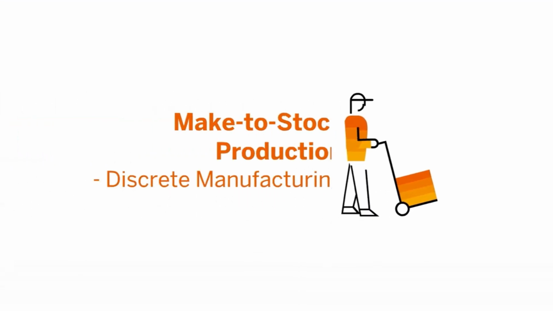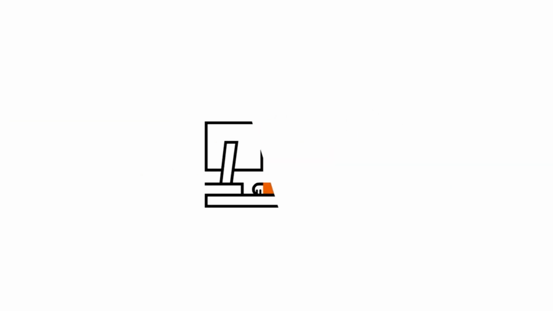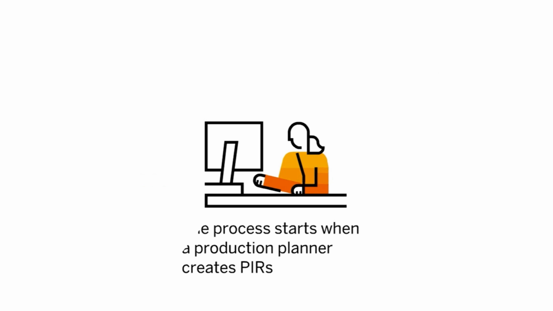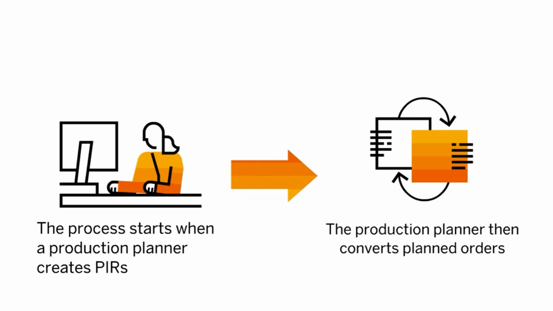Hello, when working through these tutorials, you will learn how to enable production planning in make-to-stock scenarios for serial number managed finished goods. The process starts when a production planner creates PIRs, performs MRP at plant level, and evaluates the stock requirements list. The production planner then converts planned orders into production orders for subassembly and final assembly.